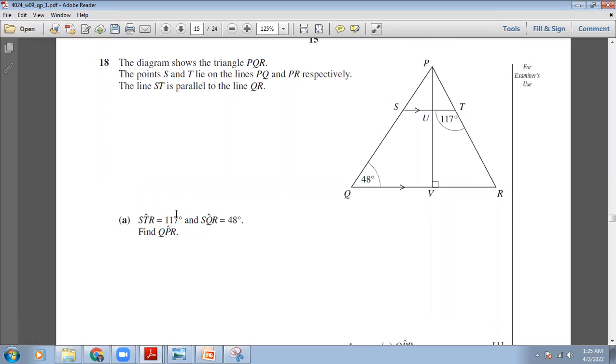The diagram shows the triangle PQR. The points S and T lie on the line PQ and PR respectively. The line ST is parallel to the line QR. So this is line ST and this is QR, they are parallel. These are parallel lines. So STR is 117, so this angle is 117 and the SQR is 48. The question is, what is the value of the QPR?